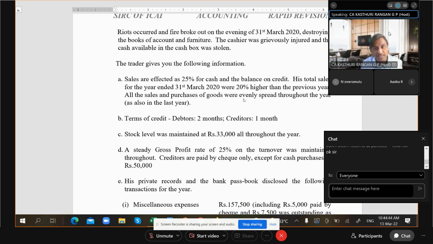Suppose the total sales is 12 lakhs for the year. One month sales is 1 lakh. Three months sales is 3 lakhs. That's how you have to find, understand. Why is it given like this? See the next one. Terms of credit.